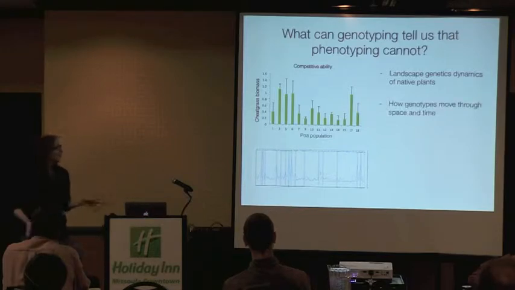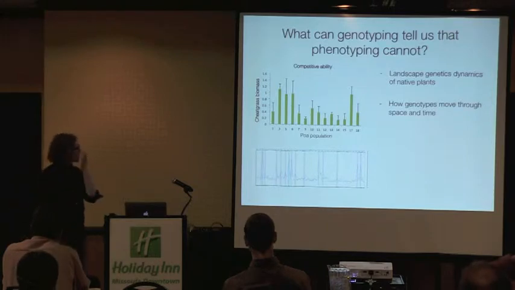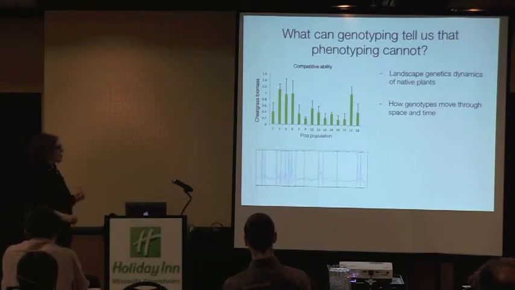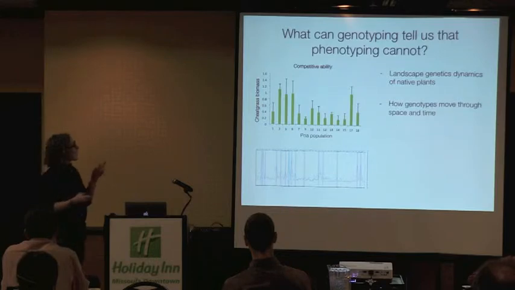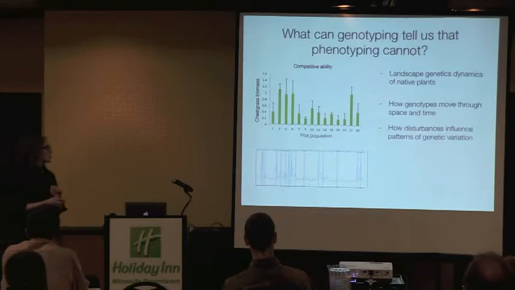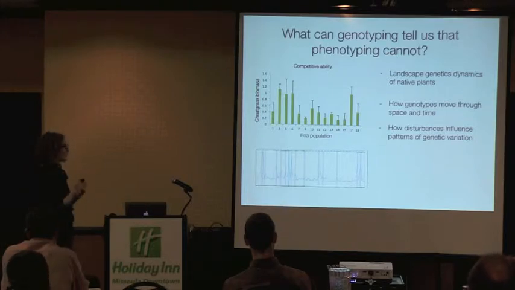So the point here is, if we're going to restore communities, we need to understand how genotypes move through space and time. So how adaptable things are and how they can expand from a given site and how they move through space and time. And how genotypes move through space and time is through reproduction, and that's how phenotype comes from genotype to a certain extent. And also how disturbances influence patterns of genetic variation. That's also really important as we have sites that have varying levels of disturbance.